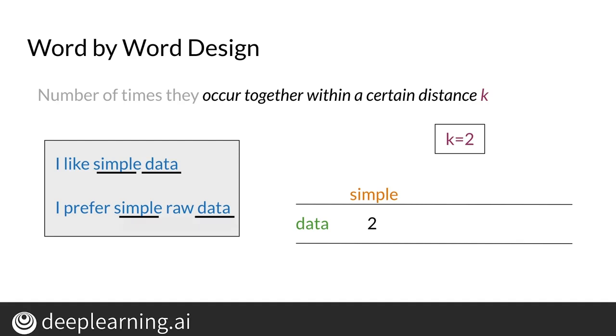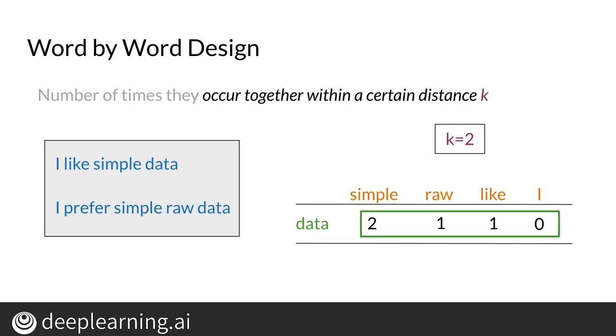The row of the co-occurrence matrix corresponding to the word data would look like this if you consider the co-occurrence with the words simple, raw, like, and die. In this case, the vector representation of the word data would be equal to 2, 1, 1, 0. With a word-by-word design, you can get a representation with n entries, with n between 1 and the size of your entire vocabulary.